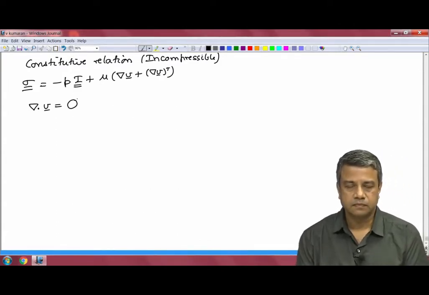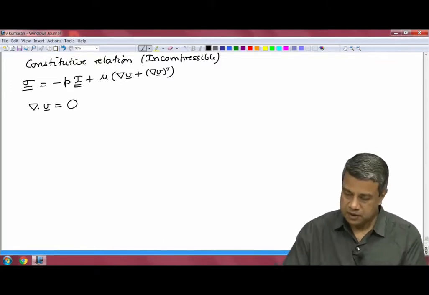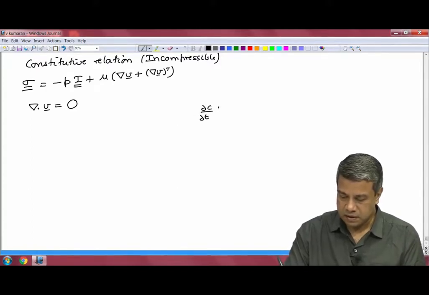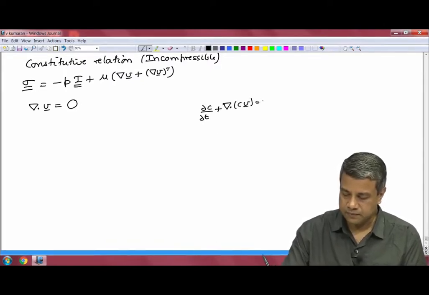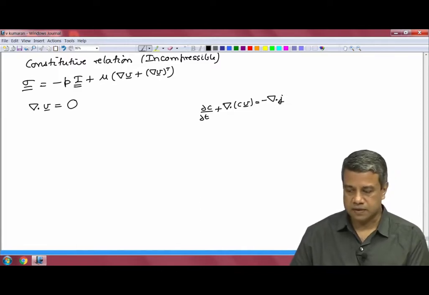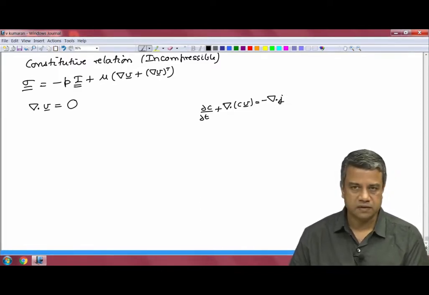What is the momentum conservation equation? I will not go into the derivation, I will just motivate the form of the momentum conservation equation for you. Note that the mass conservation equation is partial of the concentration field plus del dot C V is equal to minus the divergence of J, where J was the flux, C was the concentration and V was the velocity.